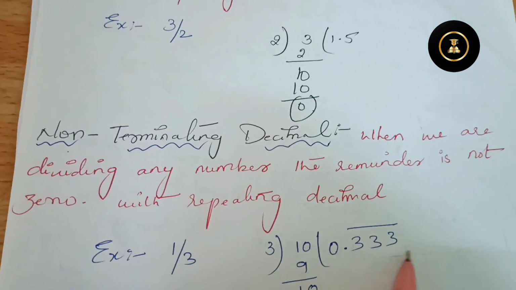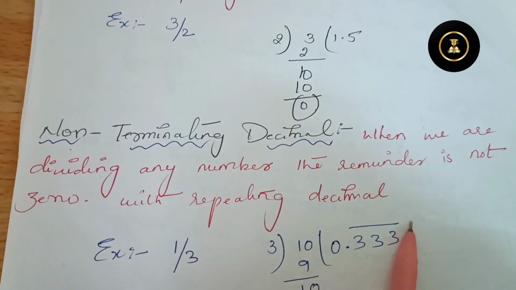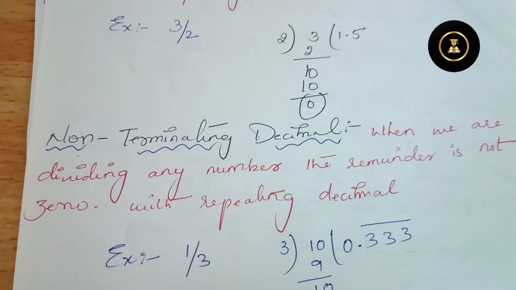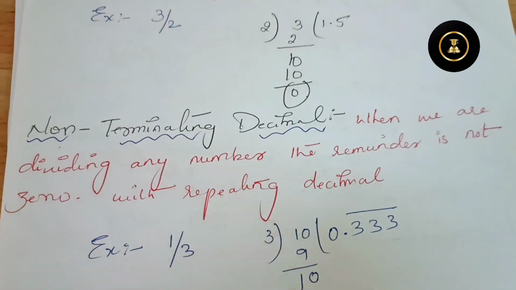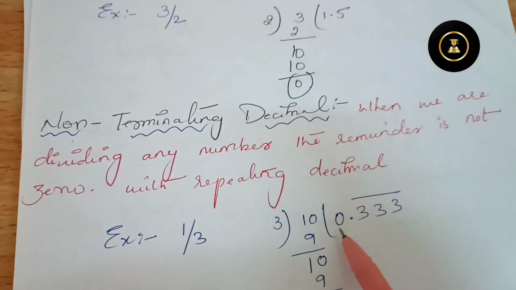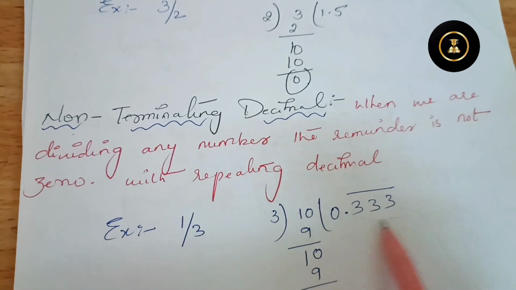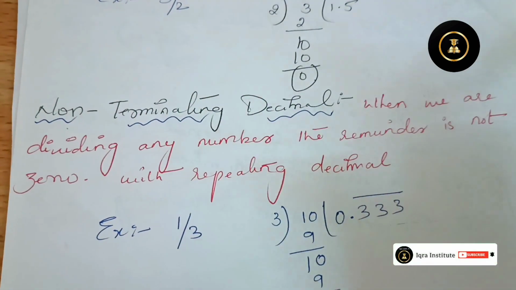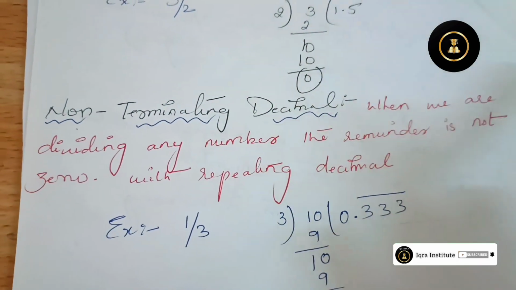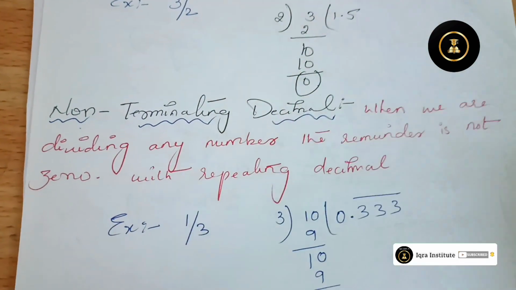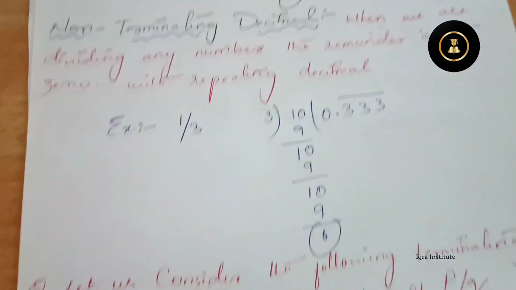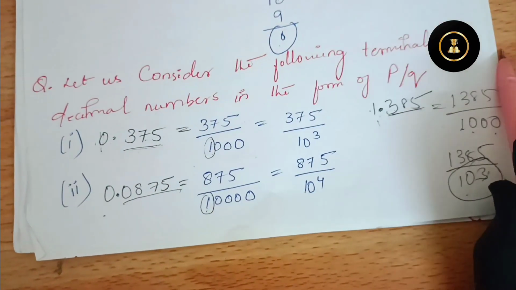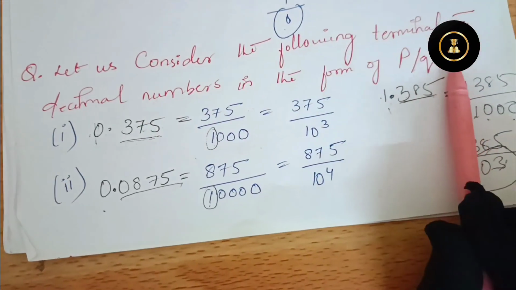Like that, the decimals in the quotient will be repeated, and the remainder will not be 0. The decimals which keep coming repeatedly in the quotient are called non-terminating decimals. I hope you understood.